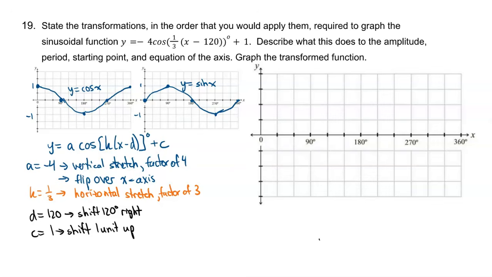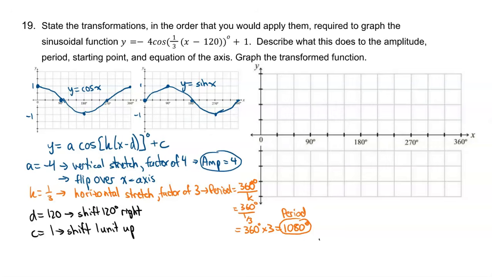The amplitude of this function is going to be equal to 4. That's directly related to the a value. It's the magnitude of the a value. We'll deal with the negative shortly, but the amplitude is going to be 4. The period, I already alluded to, is the normal period of 360 multiplied by 3. Well, why is it multiplied by 3? Well, the period and the k value are reciprocals of one another. So effectively, you're taking the 360 degrees, you divide it by 1/3. That's the same thing as multiplying that by 3. And so that gives you a period of 1080 degrees. So there's your period and your amplitude.